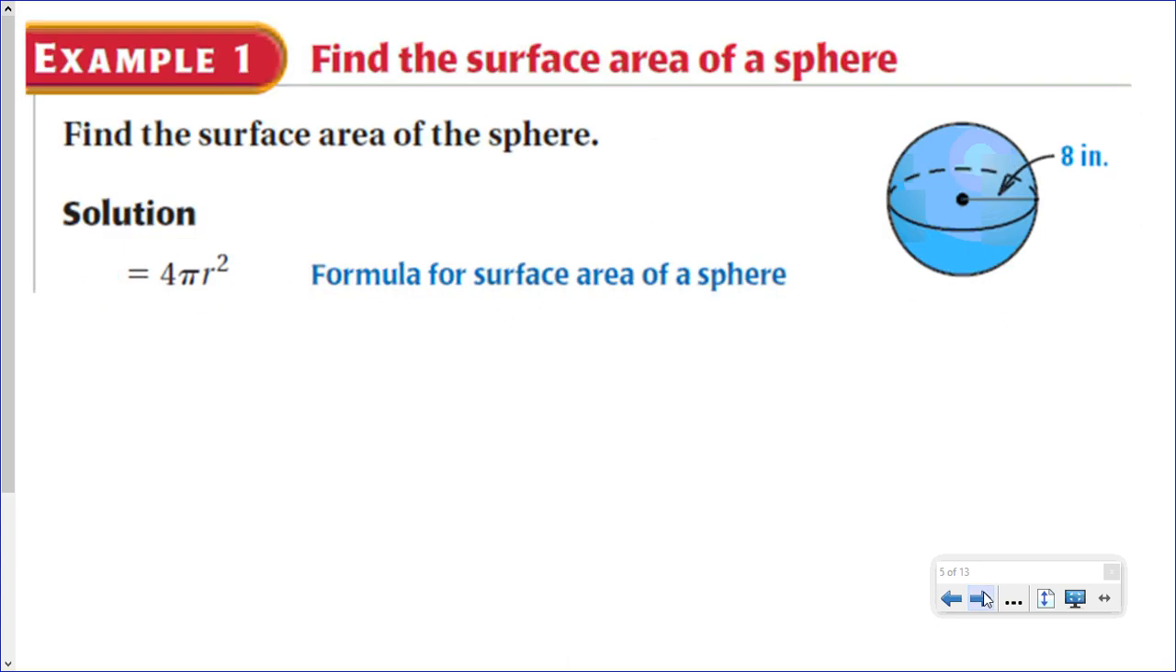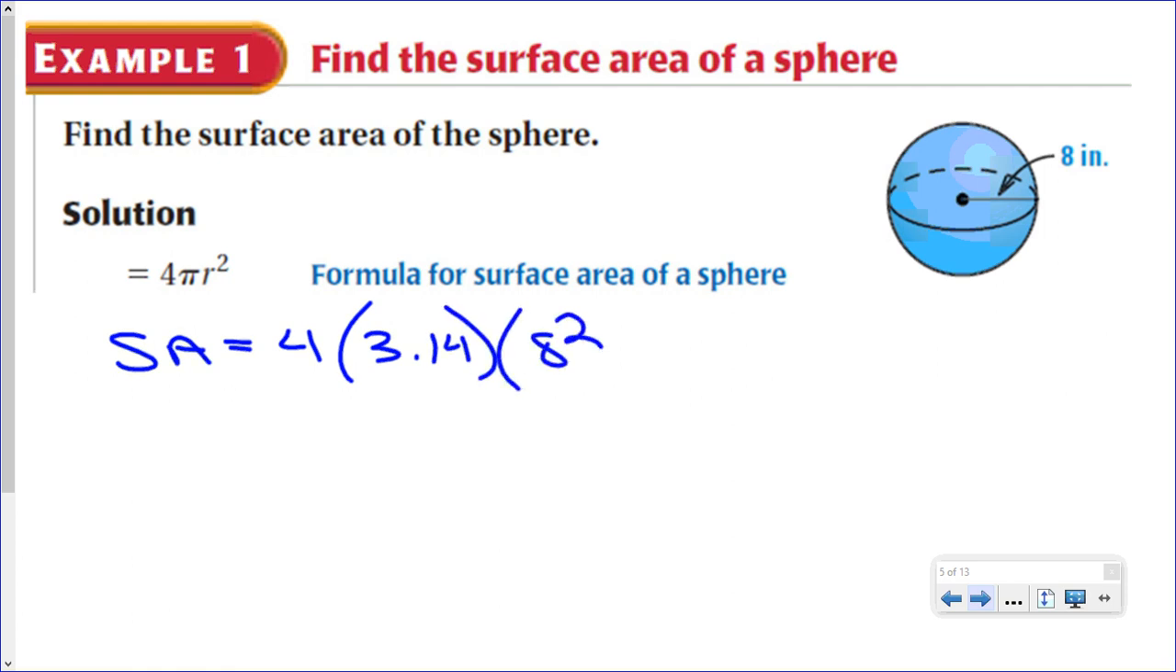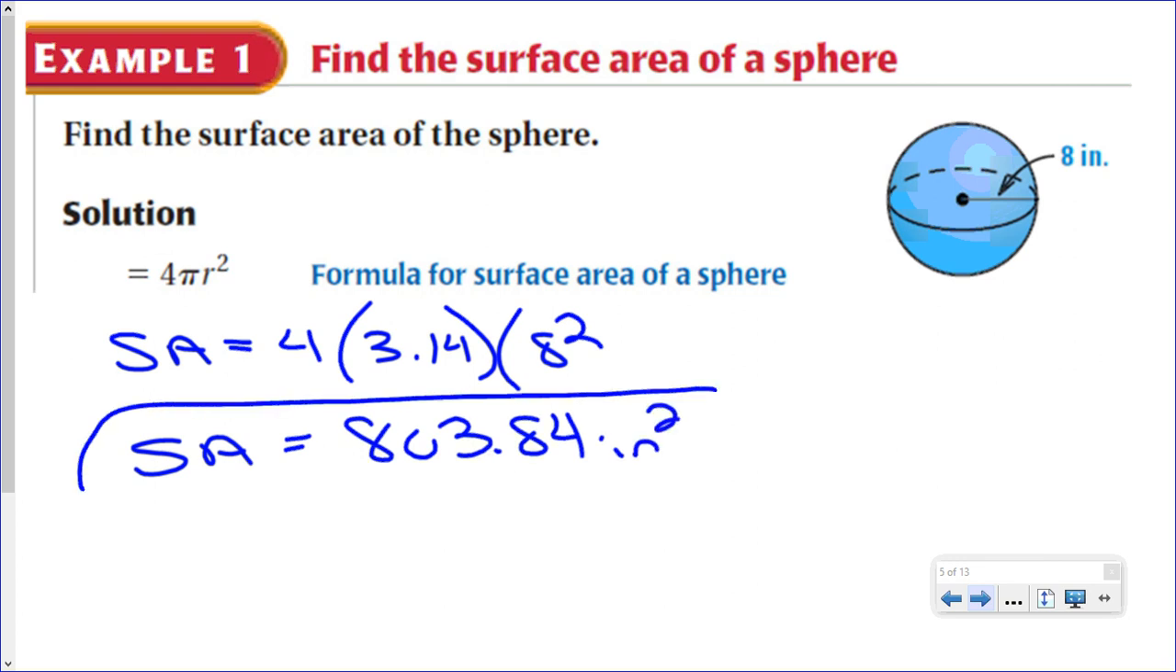And here's how it works. Let's say you want to find the surface area with the radius of 8. So you'd go surface area equals 4 times 3.14 times your radius of 8 squared. You throw that into your calculator, and your surface area for the first one would be 803.84. Label that one inches squared because that'd be surface area. That's the area that you could paint.